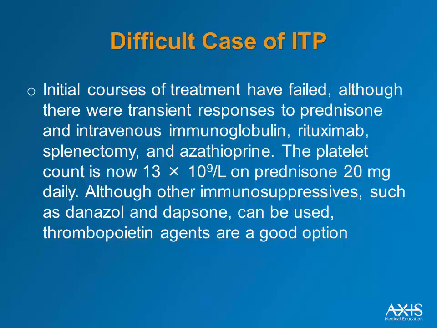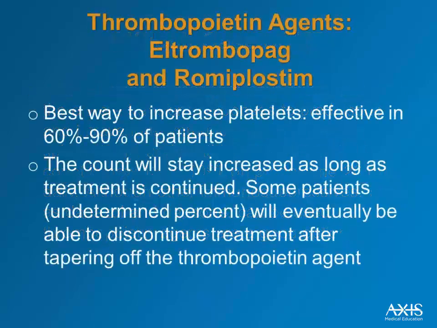And now we have the same patient, and while we could try immunosuppressives or danazol or dapsone, probably by far the best response would be to the thrombopoietic agents. There are 2 agents. One is called eltrombopag, although the brand names in the U.S. are Promacta and in the rest of the world Revolade, or romiplostim, and the brand name in the U.S. and the rest of the world is Nplate.